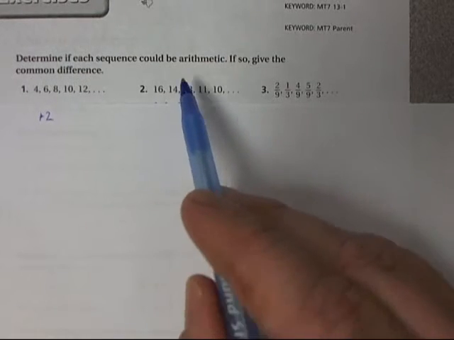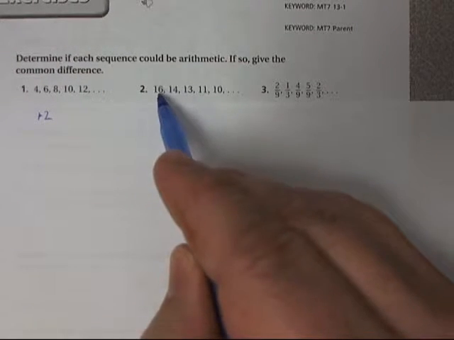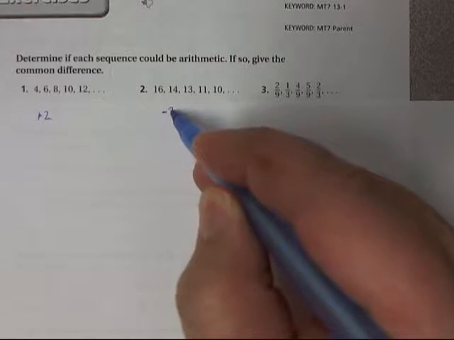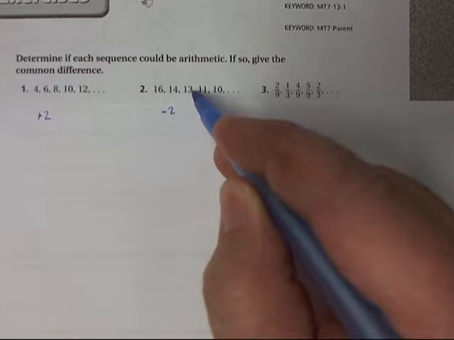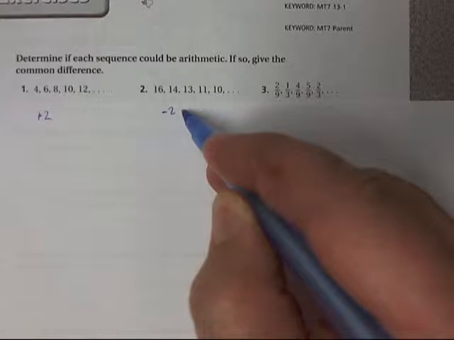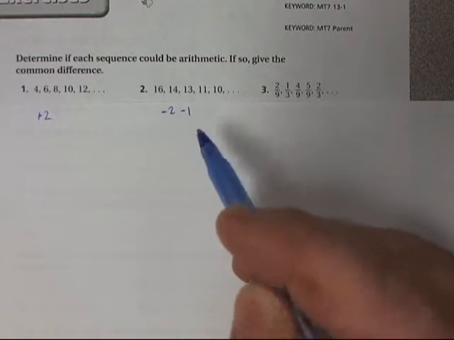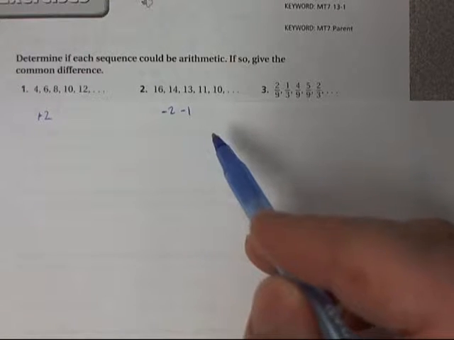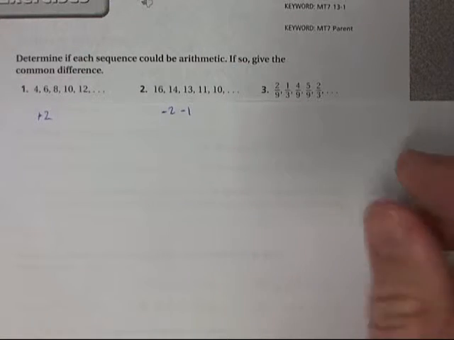Number 2, 16 decreased to 14, so minus 2. 14 decreased to 13, minus 1. The common difference is not the same, so therefore it is not an arithmetic sequence.